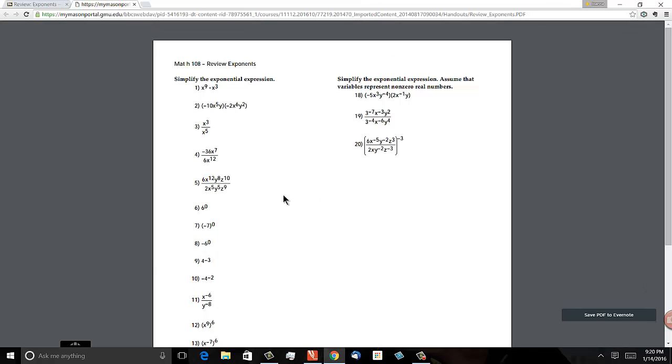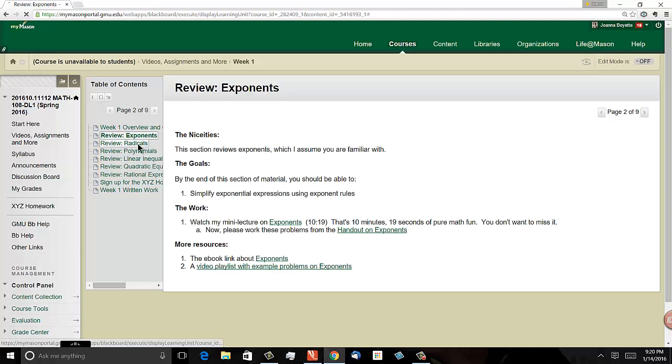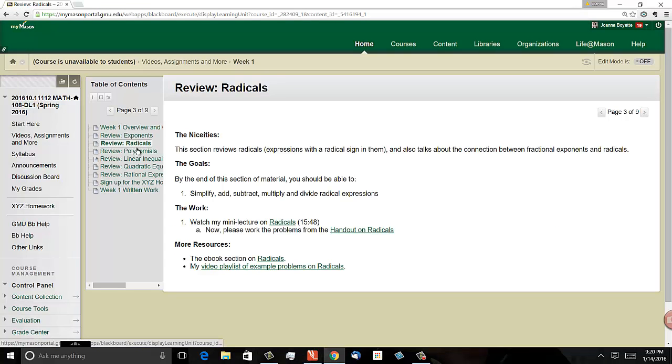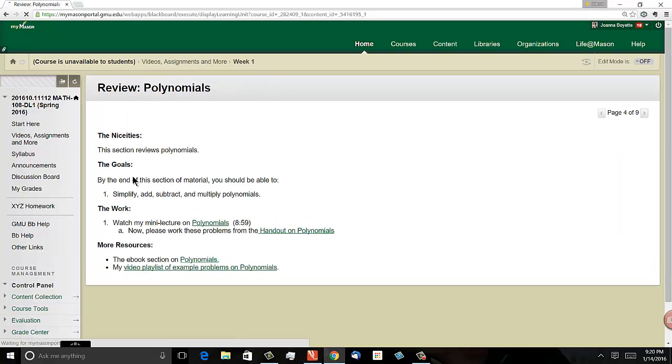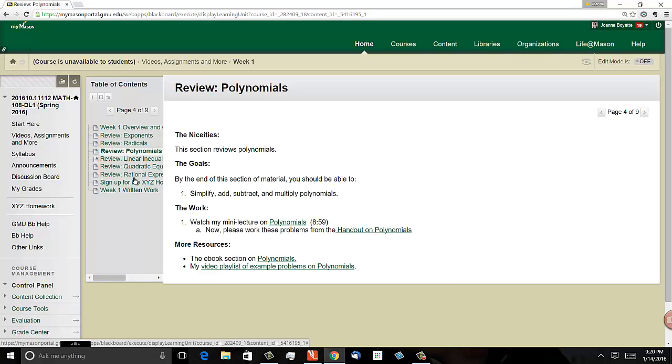Here are some problems for you to work. I want to make this clear: these are ungraded. These are the problems we discuss in the discussion board. So you'll see these worksheets referenced in the discussion board assignments. But these are for you to practice and for you to see where you have problems. Okay, there's one of those for each of these, like for radicals, polynomials, all the way down.